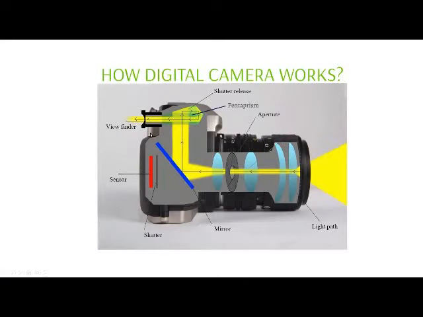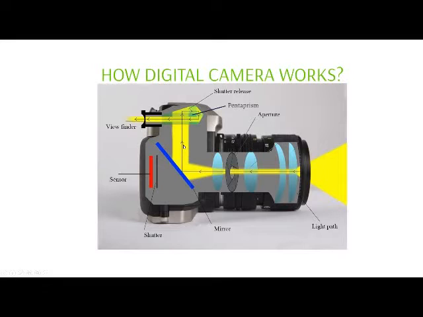So this is a picture of a typical DSLR camera. If you see this pentaprism and then there is a mirror, that blue line is actually a mirror. And if you go above, that is the pentaprism. In modern cameras, which are called mirrorless cameras, you don't have these two elements. So what happens when you don't have these two elements? The weight of the camera reduces a great deal.